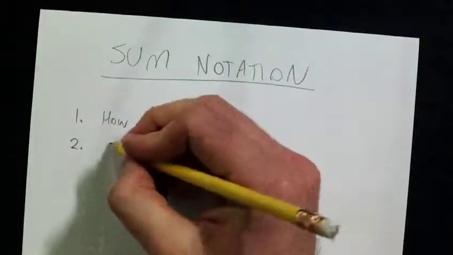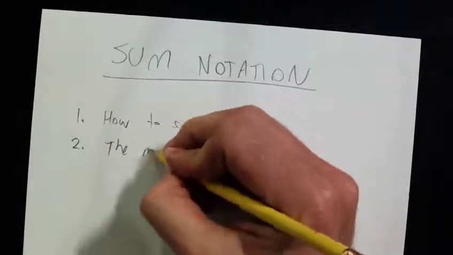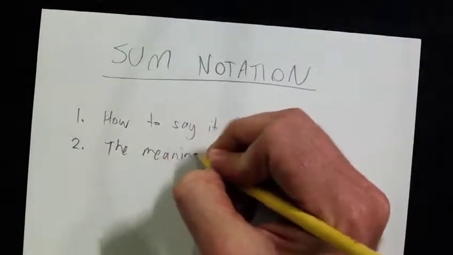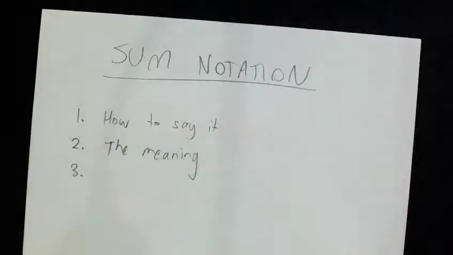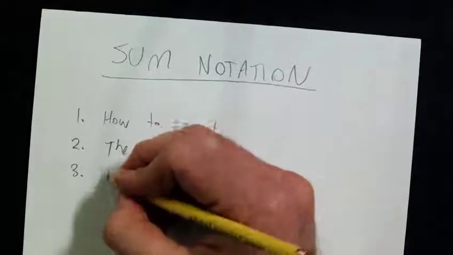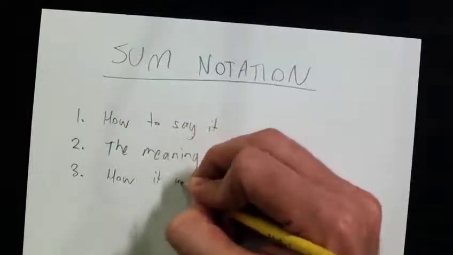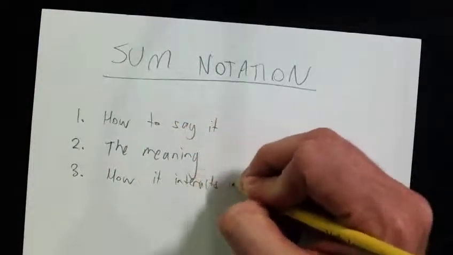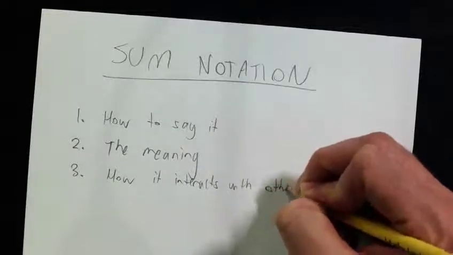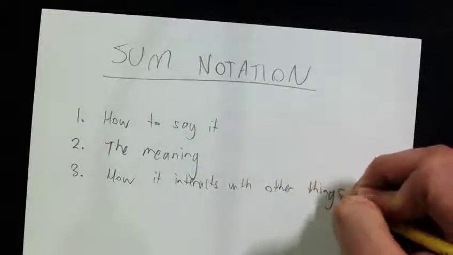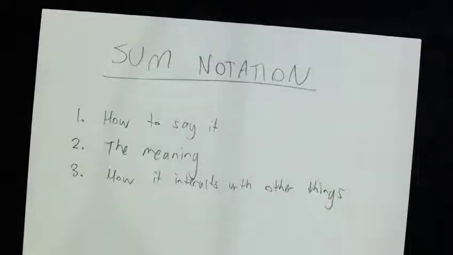You should know how to say it. You should know the meaning, and you should know the rules for how it interacts with all the other things you know. So, how to say it, the meaning, and how it interacts with other things. If you ever see any new notation anywhere, maths or science or physics or engineering or anything like that, you should ask yourself those three things.